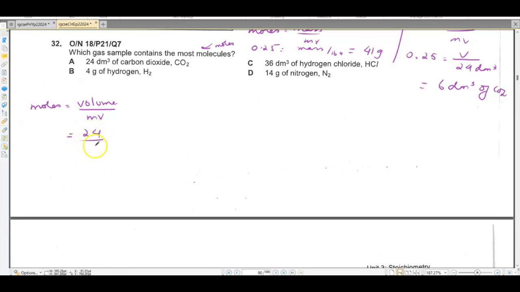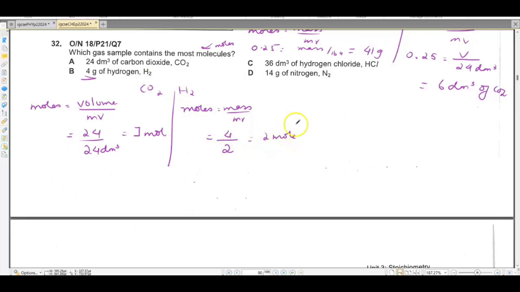Okay. Volume is 24 decimeter cubes and the molar volume is also going to be 24 decimeter cubes since this is in decimeter cubes. So 1 mole of CO2 is there in 24 decimeter cubes of carbon dioxide. Okay, moving on to hydrogen. Since the mass is given, we are going to find the moles is equal to mass over Mr. By this formula, mass is 4 grams and the Mr of hydrogen is going to be 2. So 2 moles of hydrogen are there.